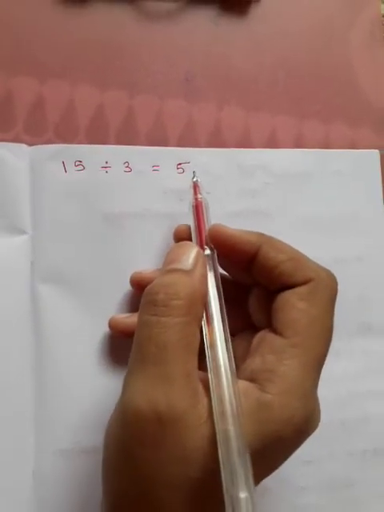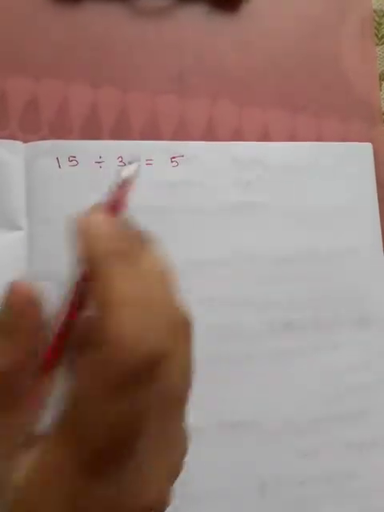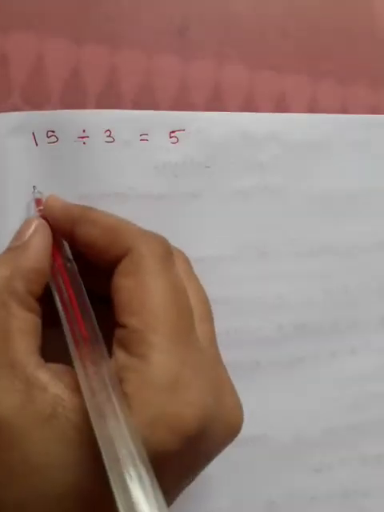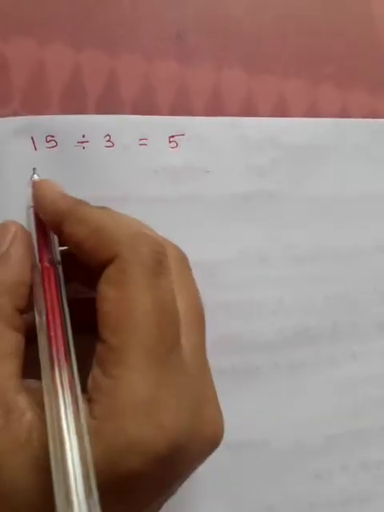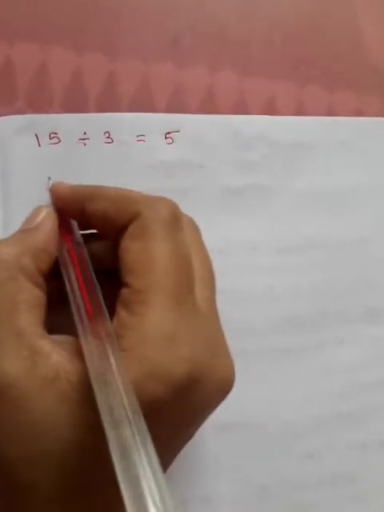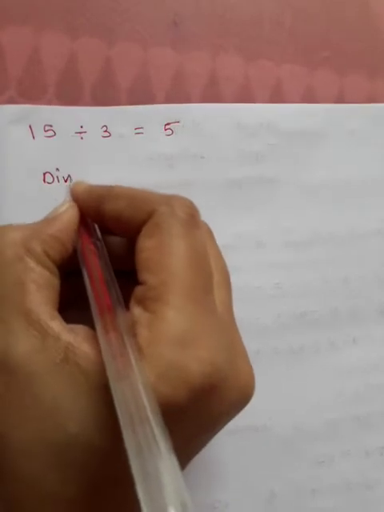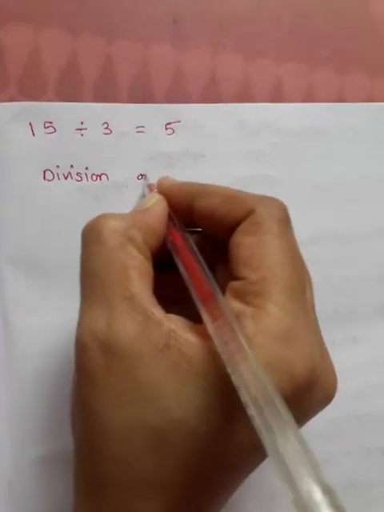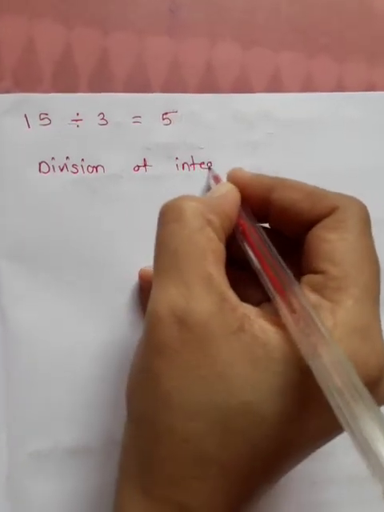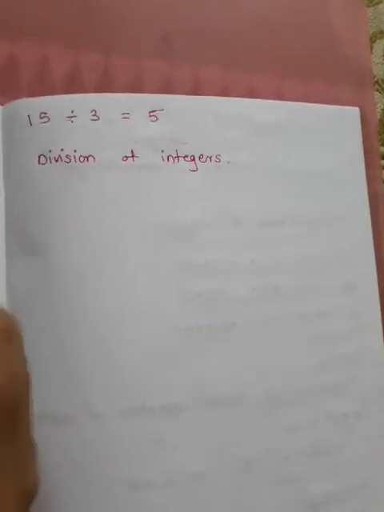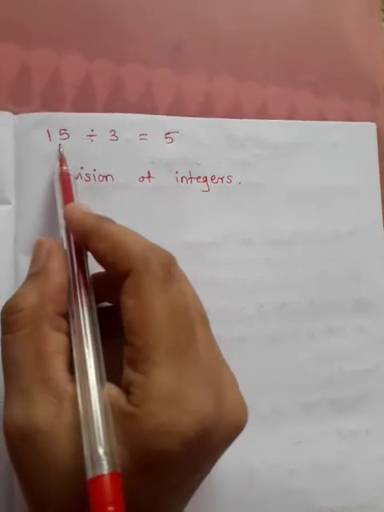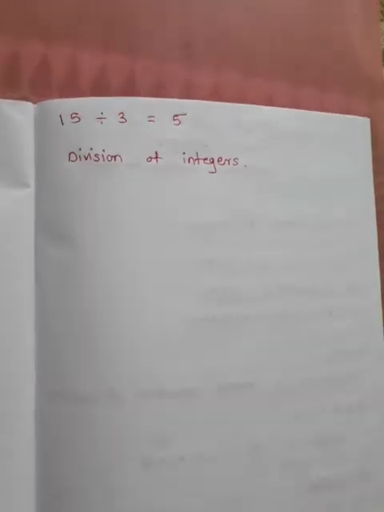So you know about division, and also about division of whole numbers. Today we have to learn about division of integers. So what is the difference between whole numbers and integers? You know how to divide two whole numbers, you have learned this.